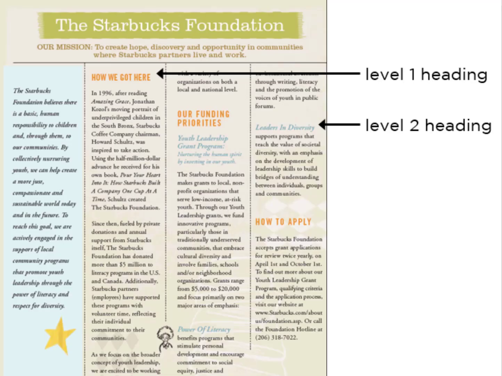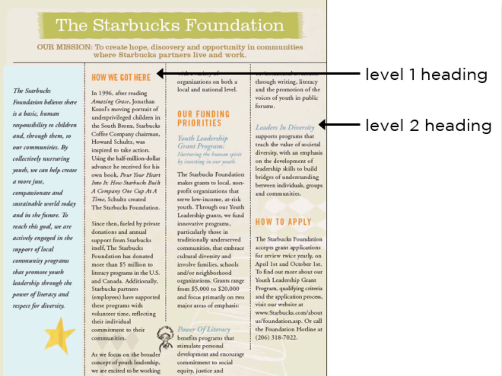This Starbucks Foundation booklet repeats the design of the Level 1 and Level 2 headings across the entire document. Level 1 headings are all caps, orange, and a sans serif font. Level 2 headings are medium blue, upper and lowercase, a serif font, and italicized. The design features of the Level 1 and 2 headings are not only repeated, but they also contrast well.